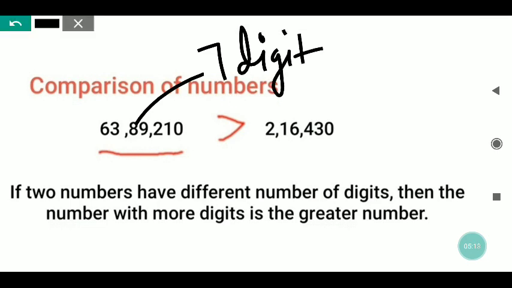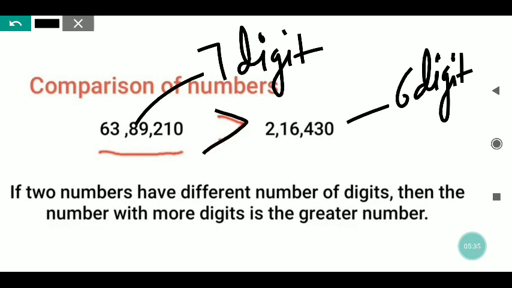Okay, 1, 2, 3, 4, 5, 6, and this one is 6-digit. So this side has the 7-digit number and this side has the 6-digit number. So what do we have to do? We don't have to see the place values. As we know that a 7-digit number is more than a 6-digit number, so we have compared, and in the same way we have put the sign, my dear.